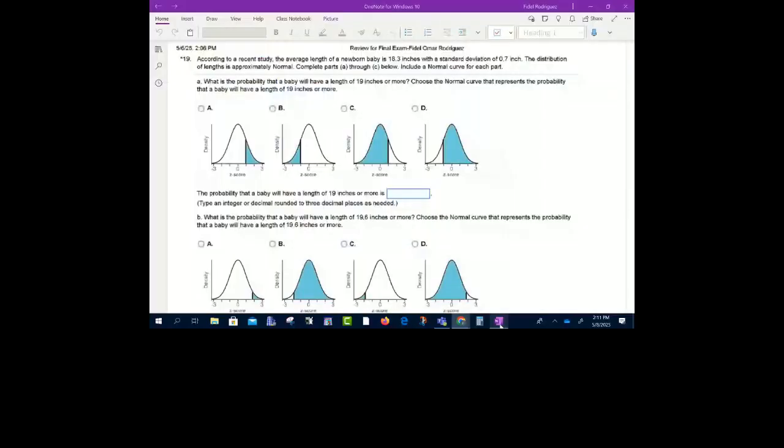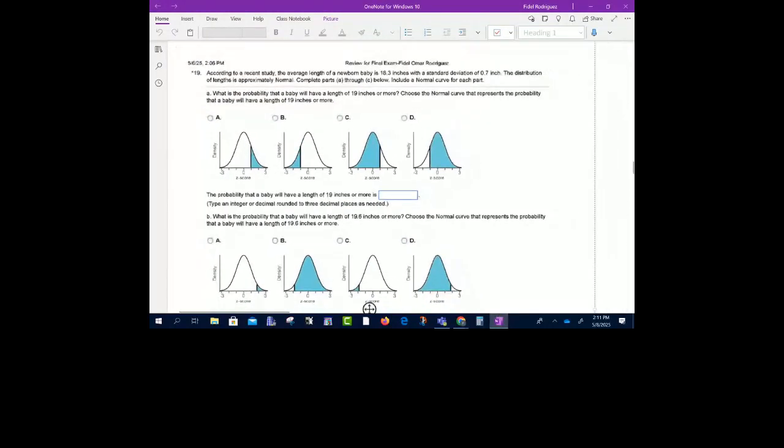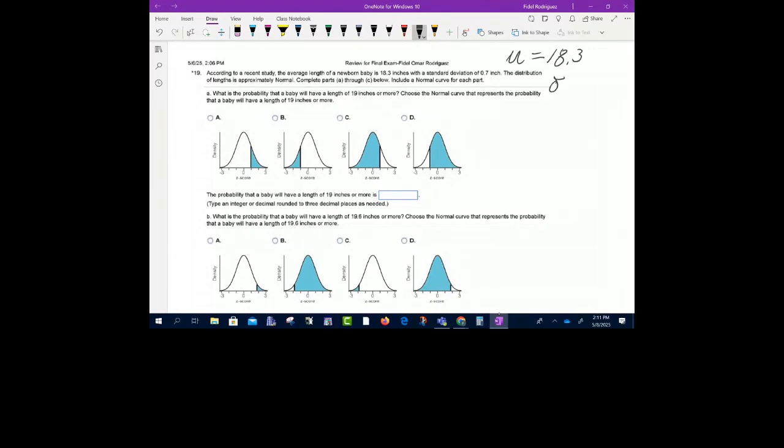Okay, so y'all, let's take a look at number 19 and see if we can figure this guy out. It says, according to a recent study, the average length of a newborn baby is 18.3 inches with a standard deviation of 0.7 inch. First thing I'm going to do, I'm going to write down a couple of things. Our mu is 18.3, and our standard deviation is 0.7. It says, complete parts A through C below and include a normal curve for each part.